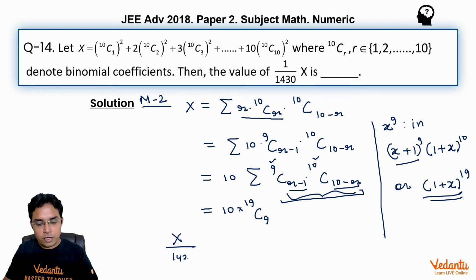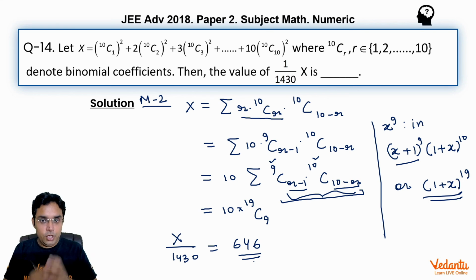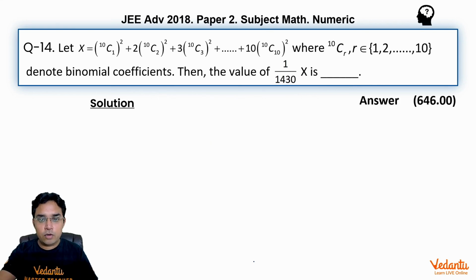So x upon 1430, if we solve as we did in the previous method, the answer comes out to be 646. So this completes the solution of this question.